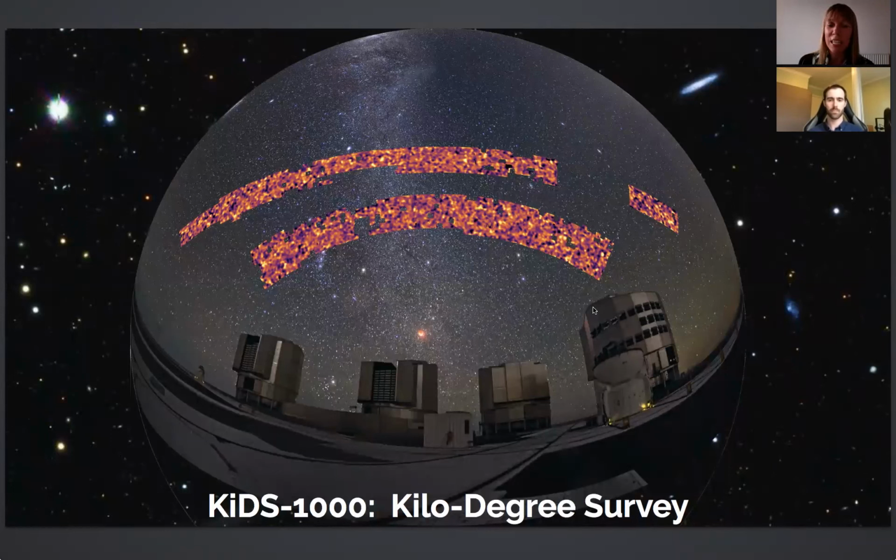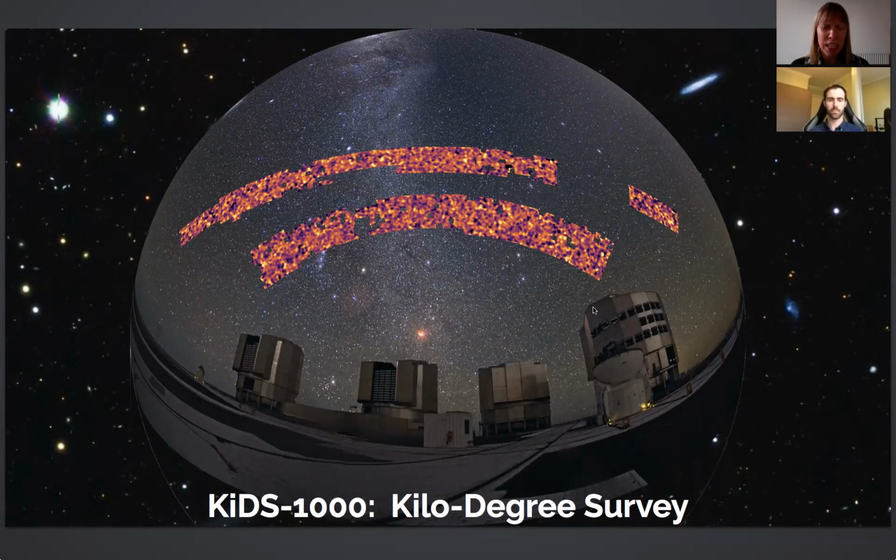So the KiloDegree Survey is an ESO public survey. We are now at our 4th data release that's spanning more than 1,000 square degrees. That's why we're calling this KIDS 1000. The image that you can see here, what we've done is we've projected our large scale structure maps up onto the sky, so you can get a sense of just how much of the extragalactic sky we've surveyed now.